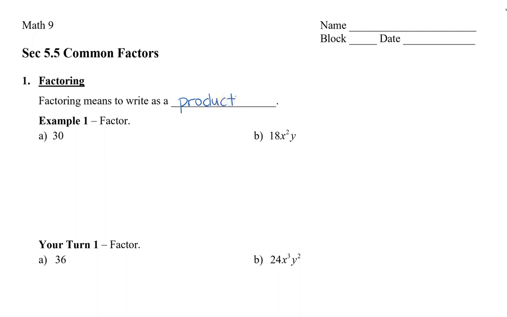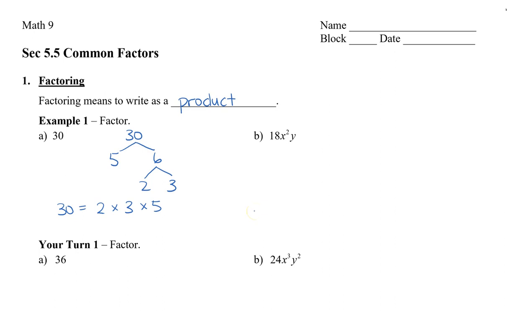So, for example, let's say we have the number 30. Now, you've probably learned how to do this before, but we can take 30 and draw a factor tree to write the factors out. So for example, we can say that 30 is equal to 5 times 6, and 6 is equal to 2 times 3. So we can say that 30 is equal to 2 times 3, and then times 5. I usually like to put them in numerical order.